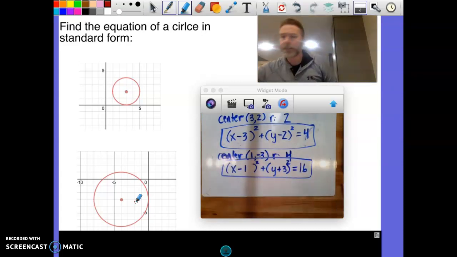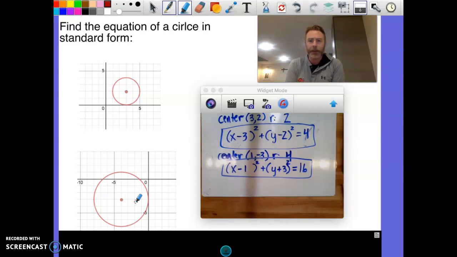And that's it today, you guys. We're going to slowly progress through this over the next few days. All we want you to do today is just find the equation of a circle either from a graph or given features.